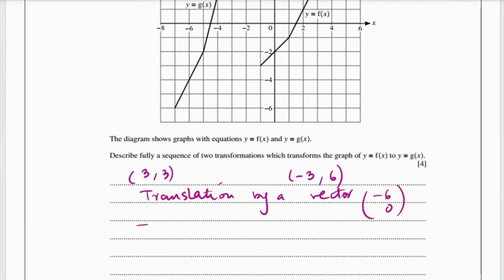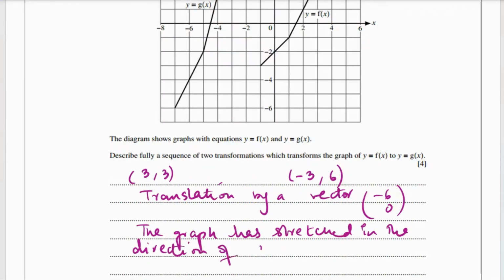And then the graph has stretched in the direction of the y-axis by a scale factor of 2. That is your answer. And with that, we're done with the questions for functions.